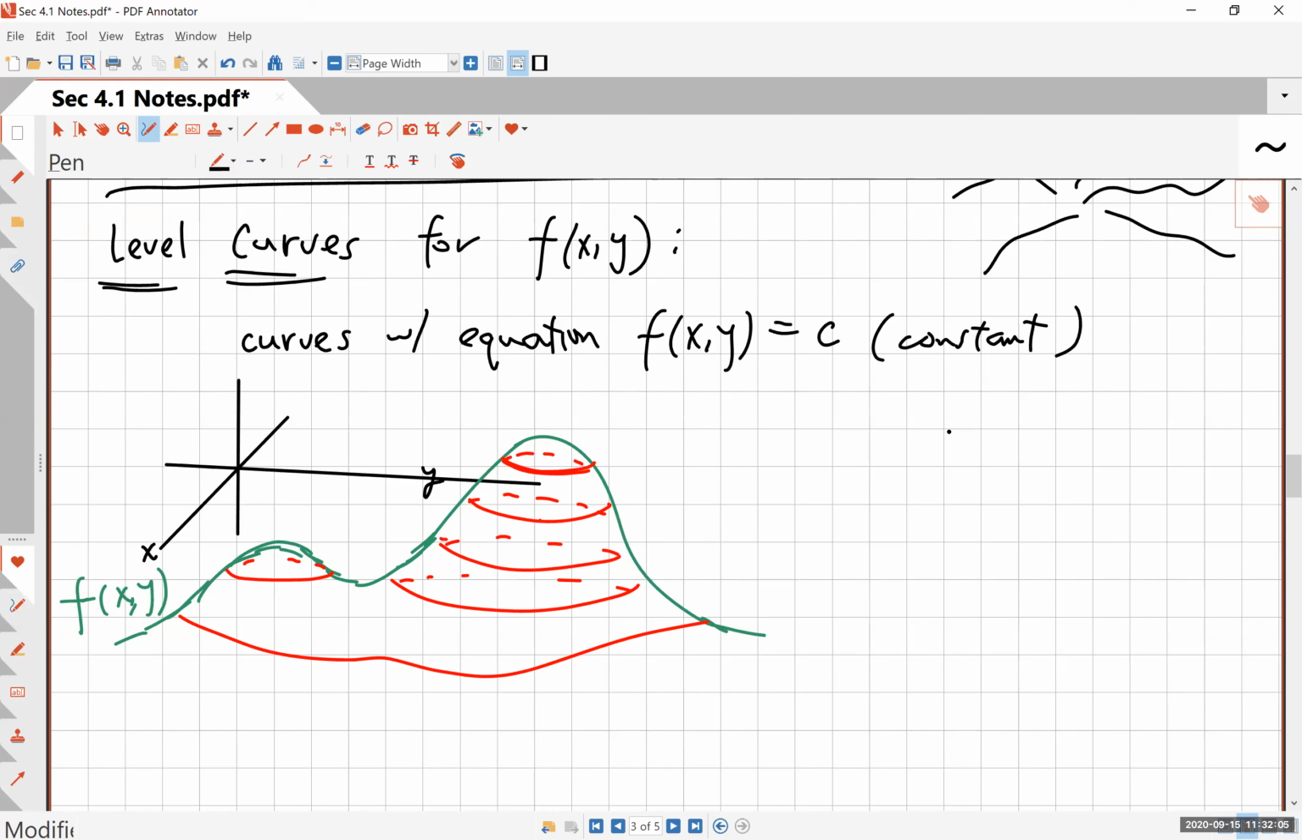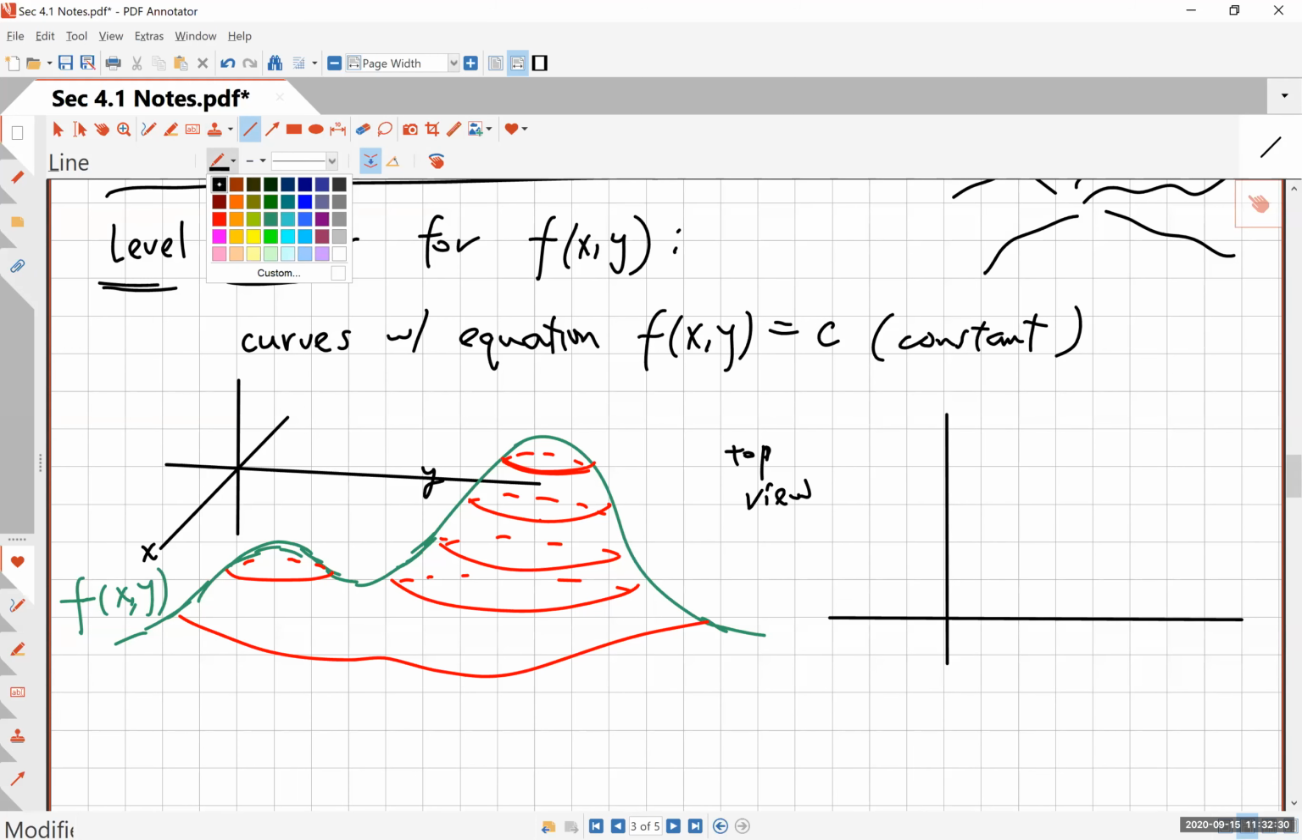All right, let's go back and look at this from the top view, because normally these level curves are drawn not on the graph itself in 3D, but in the two-dimensional plane. So just imagine what it looks like. And we are going to do a lot with level curves, so you may want to learn this very, very well. This is x, this is y.